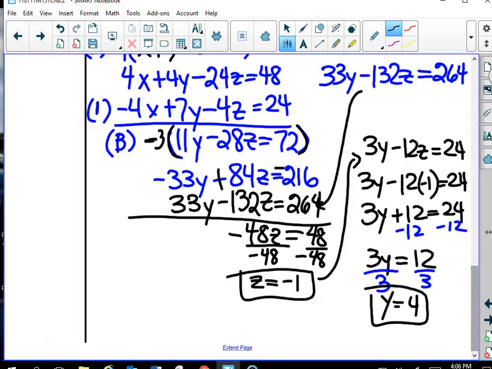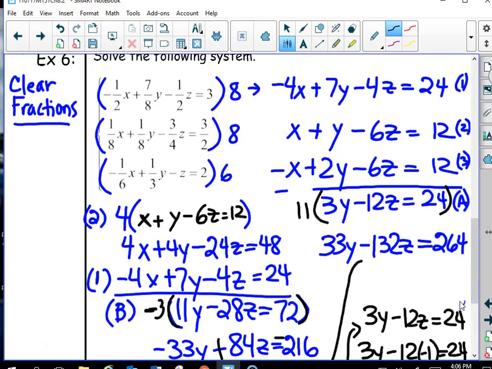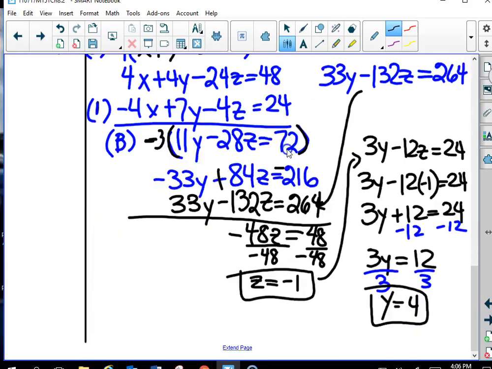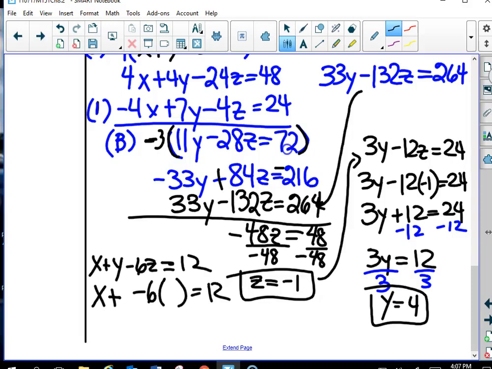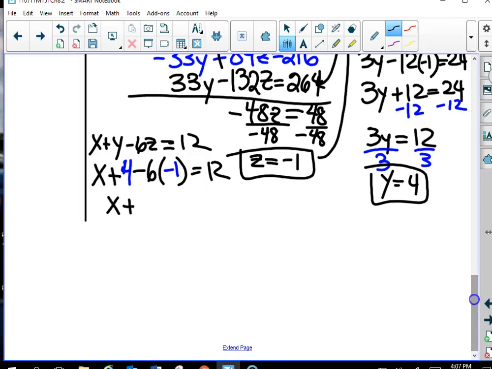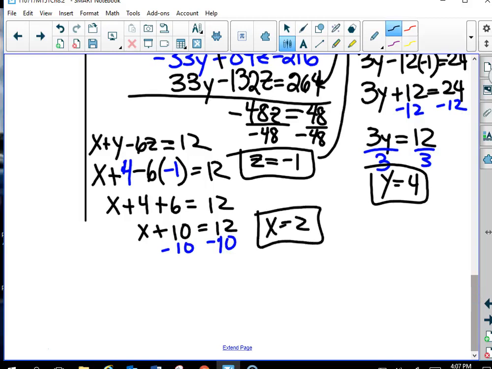Okay, I have a y and a z. Let's look back at my first 3 equations. Oh no, not the original. We're going to look at the ones where we cleared the fractions, hoping we did that correctly. I'm going to grab the modified equation 2, x plus y minus 6z equals 12. y is 4, and z is -1. x plus 4 plus 6 equals 12. x plus 10 equals 12. Subtract 10, it looks like x equals 2. And there's our 3 answers. Again, this one went long.